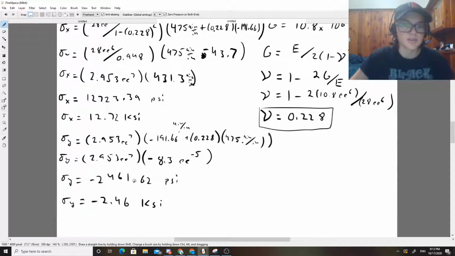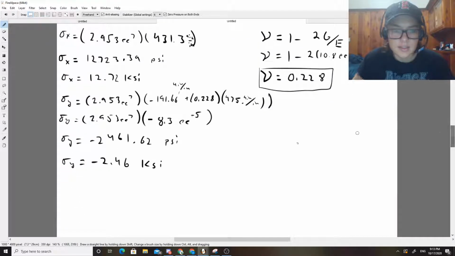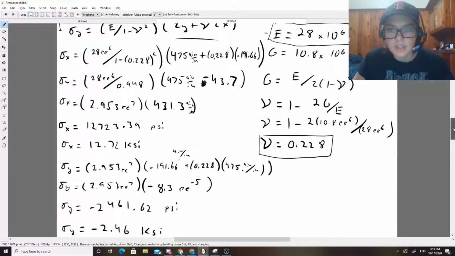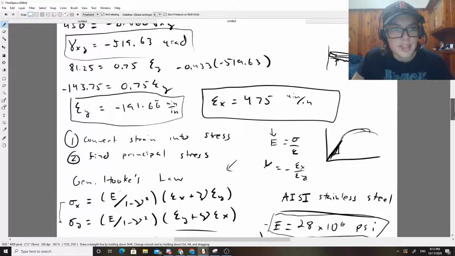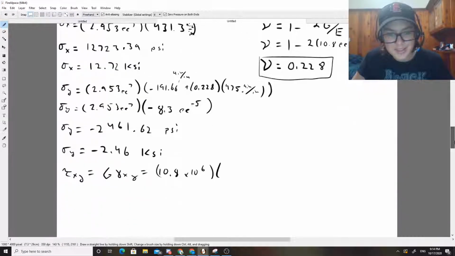But to make this look a little better, we'll say negative 2.46 KSI. And now all that's left is to find tau xy. So tau xy also has a relation, but it's much easier than the stress relations. It's just G times gamma xy. What's G? G is 10.8 times 10 to the 6th. And gamma xy is our lovely negative 519.63 microradians.